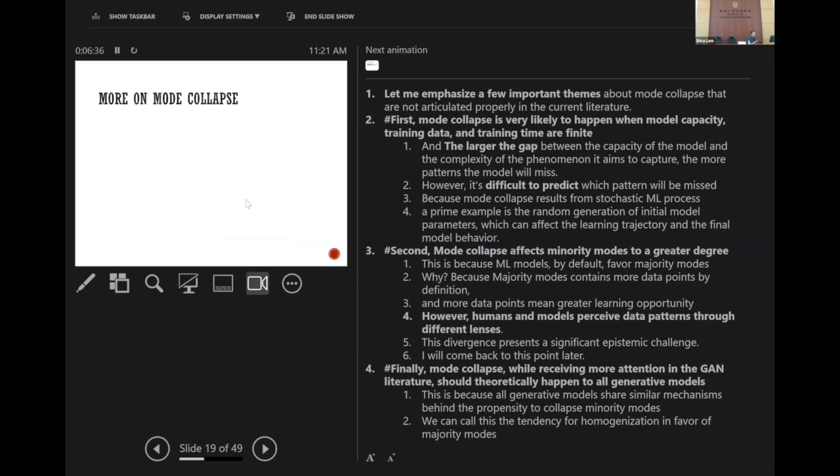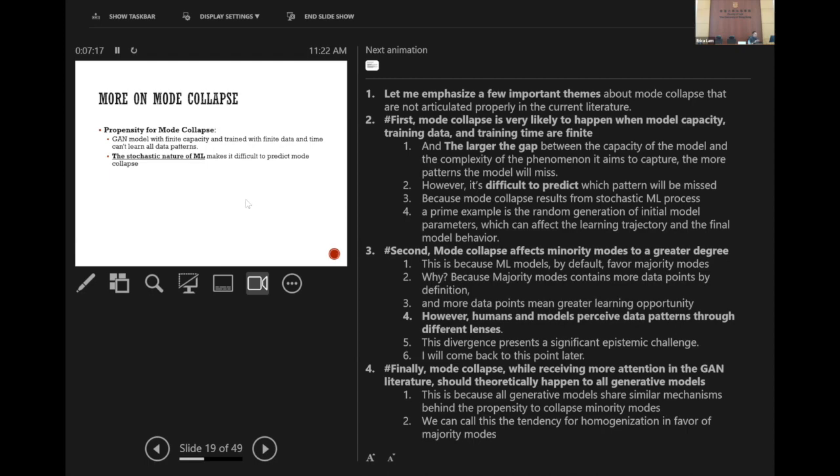So before we move on, let me emphasize a few key themes that will recur throughout this paper about mode collapse. That's not really articulated explicitly or even properly in the empirical literature. So first, mode collapse is very likely to happen when model capacity, training data, or training time are finite, which is practically always the case, right? And the larger the gap between the model capacity, time, and training data, and the phenomenon it aims to capture, the more patterns the model will have to miss ultimately.